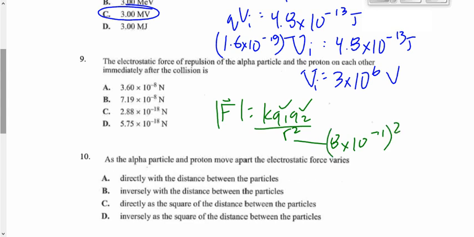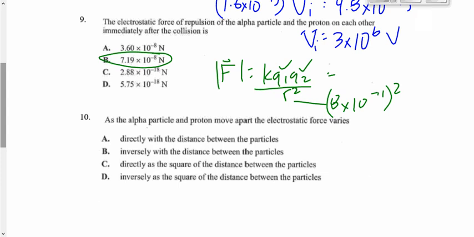When we do, we end up getting a force here for number 9 of B, 7.19 times 10 to the minus 8. So we got a couple kind of challenging questions there. Like the concepts, not so challenging, right? Coulomb's law and EI is equal to EF, but the little intricacies of the questions make those a little bit challenging, I think.